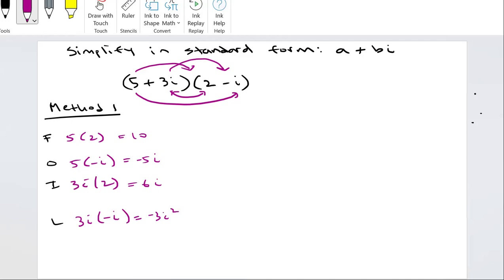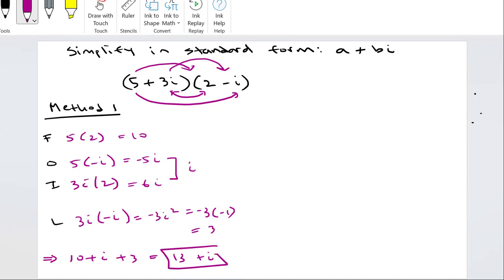All right, so when we combine these two, -5i plus 6i, that's going to give us just i. And then this one here, we have i squared. So that's going to be -3 times -1, which produces a +3. Okay, so when we combine this, we're going to get 10 plus i plus 3, or in this case, 13 plus i.